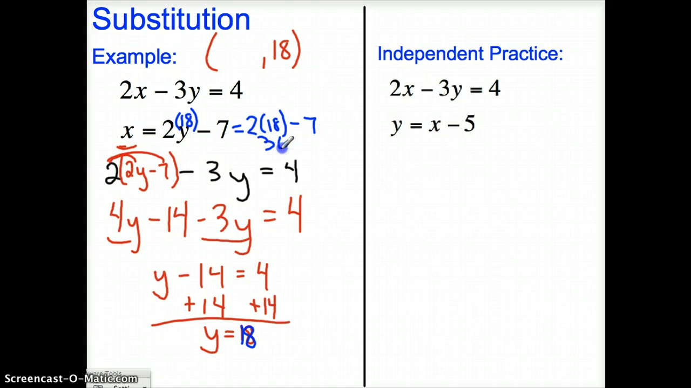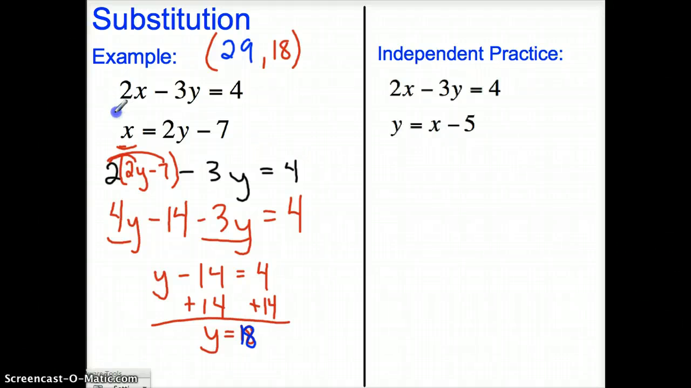So it's 36 minus 7, which equals 29. So apparently x is 29 when y is 18. Now I'm going to check my answer just to be sure that I'm right by using my other equations. Remember, I used the equation that said x equals 2y minus 7. So now I'm going to use the other equation to double check my answer.